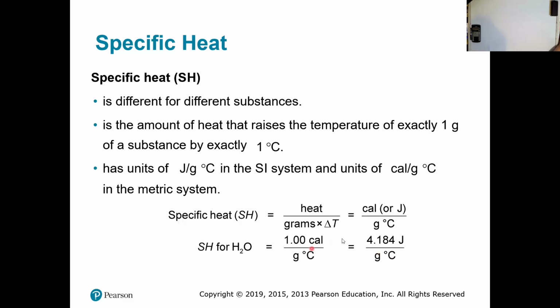Okay. Both of these values are correct ways to write your specific heat for water. You would use one versus the other depending on whether calories are given or asked for in the question, or whether joules are given or asked for in the question. Okay, but both of these are correct ways to represent the specific heat for water.